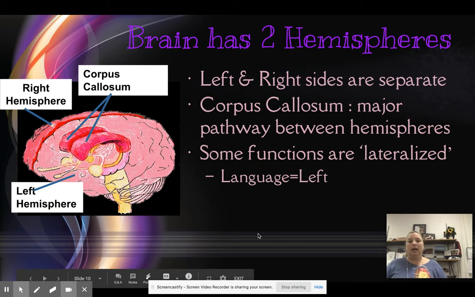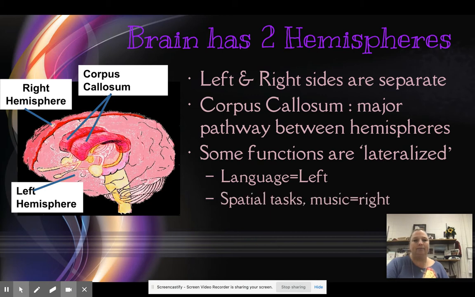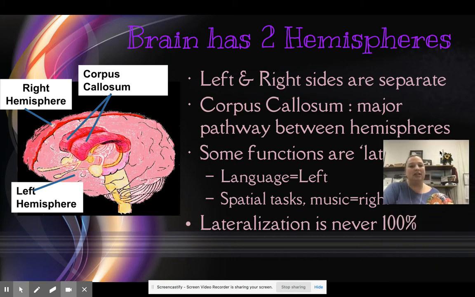For example, language. When you learn language, that's the left hemisphere of your brain. Spatial tasks like organizing things, or music, come from the right side of your brain. But lateralization is never 100%. Even when you do language, you're going to use both sides of your brain at some point. There's always a little bit of crossover, and that's why you need the corpus callosum to allow that crossover to happen.